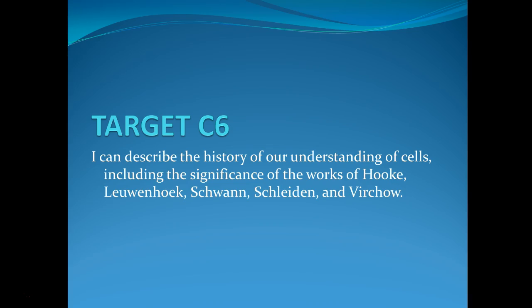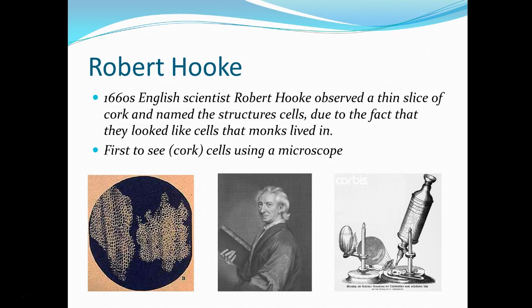All right, target C6 says that you should be able to describe a little bit about the history of our understanding of cells. And there are some people that stand out when we think about the history of cells, those being Hooke, Leeuwenhoek, Schwann, Schleiden, and Virchow. So Robert Hooke, we'll start with him.